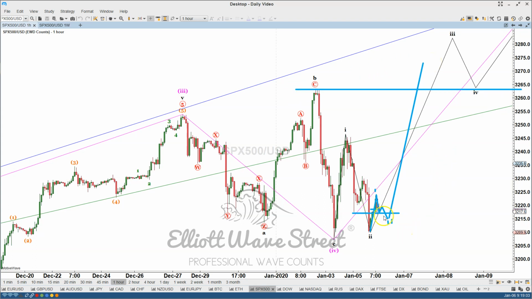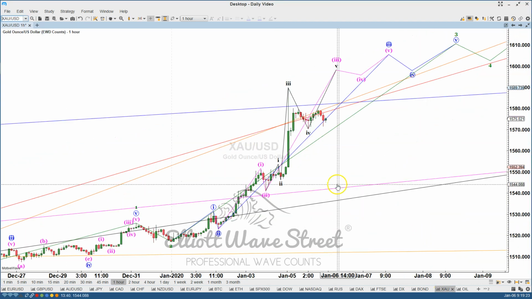It seems that we are at the validation point at a discounted price. The S&P is cheap compared to the prices that we have been seeing before. During December, the S&P was trading above the 3,250 area. And now we have a nice discount here in the S&P. Let's have a look at another instrument, gold.